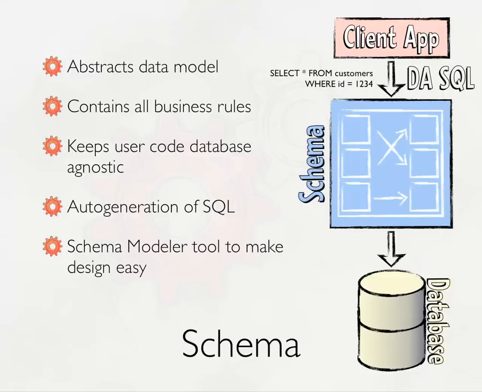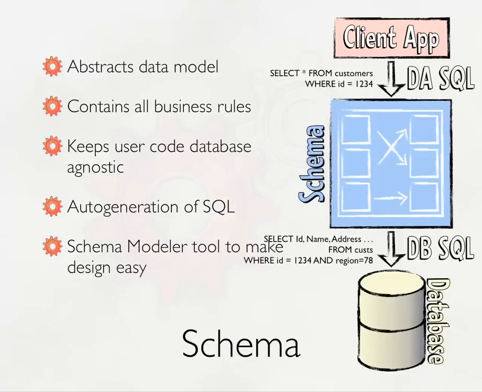Now, since the schema abstracts out the data model, the schema might represent different tables for customers, for example, and have different rules that are applied as far as how the user interacts with the database. So then the schema is going to generate new SQL. Like here, it's going to say select specific columns from that table, and the table's got a different name. It's called custs. And also, based on the user, it's going to restrict the user down to a specific region. So this user can only see customers in region 78. So that DB SQL is generated by the schema and sent to the database.